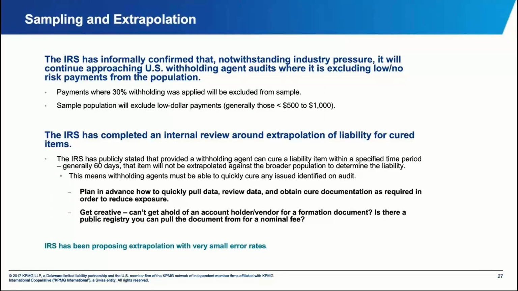They will now extrapolate the cure. So in this case, they would subtract out that $1,000 before they projected across the population. So that actually is extremely helpful. But then again, the good with the bad with the good. The bad with that is we're seeing proposed extrapolations with very low error rates. Error rates where I think the withholding agent's doing a fabulous job, and we're seeing even 2 and 3 errors with quite large samples, and they're proposing extrapolation.